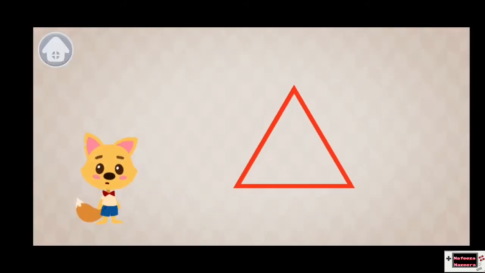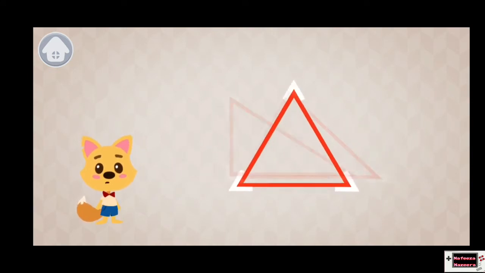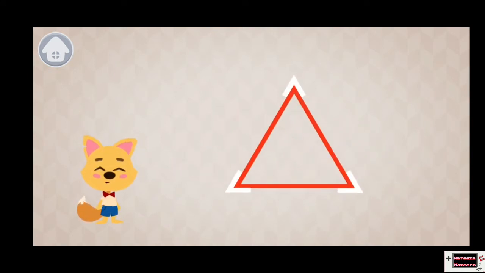This is a triangle. The triangle has three angles. 1, 2, 3. The length of the triangle's sides can be equal or different. Tap on the triangle. Got it.